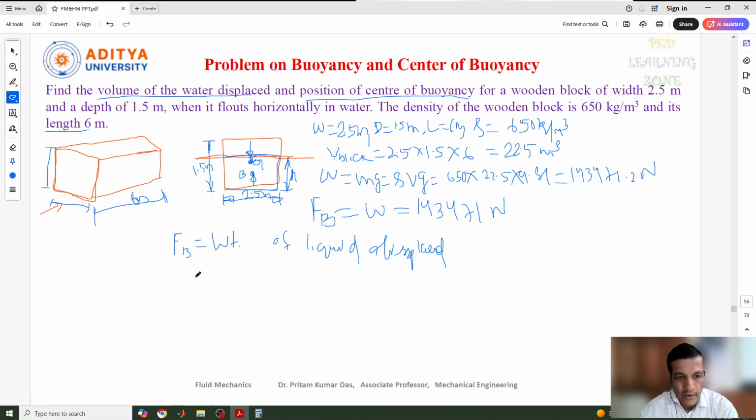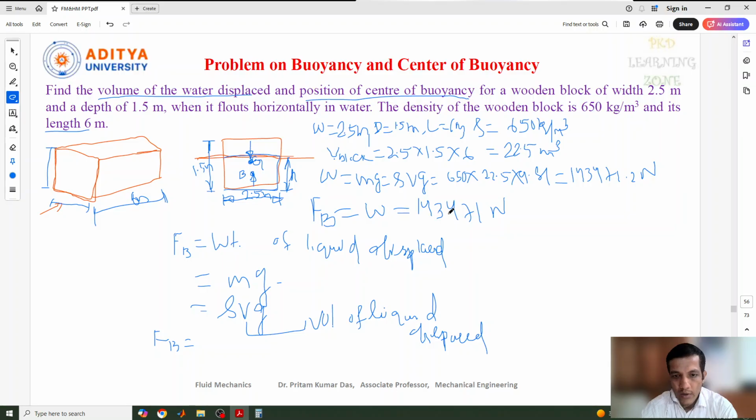So this one we can write again, same thing, m into g, and here m into g. In the place of m, I can write rho into v into g. Here the volume is nothing but the volume of the liquid, or volume of water which is displaced. So FB is nothing but, FB value we already got here.